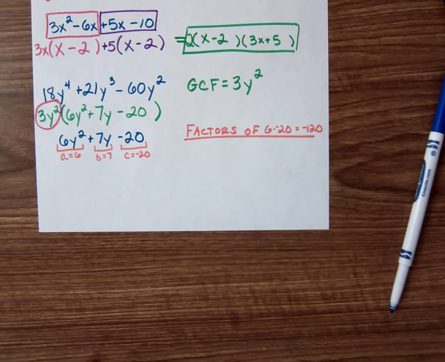Not too close together, though. Like 12 and 10 are really close together, but they're too close together. 12 and negative 10 would give me 2, so those are too close. So what's a factor of 120 that's close to 10, but a little bit lower than 10?